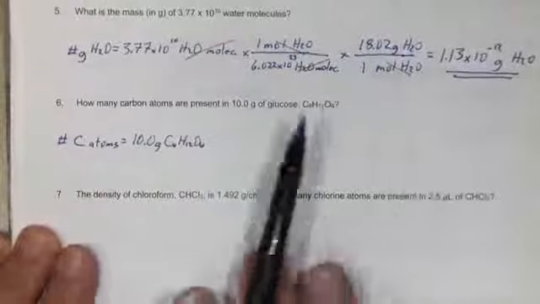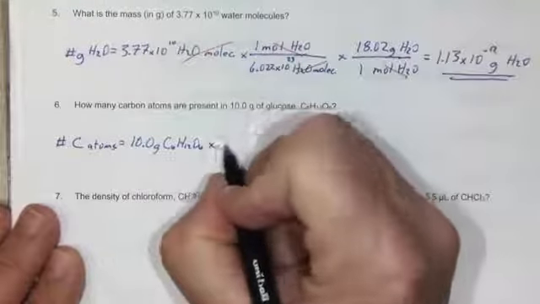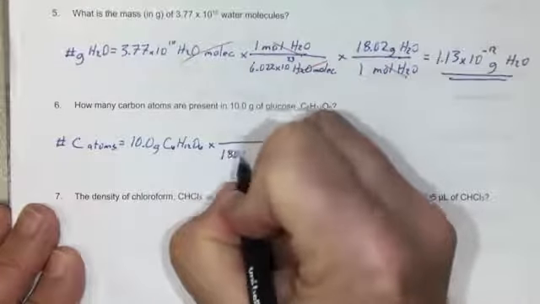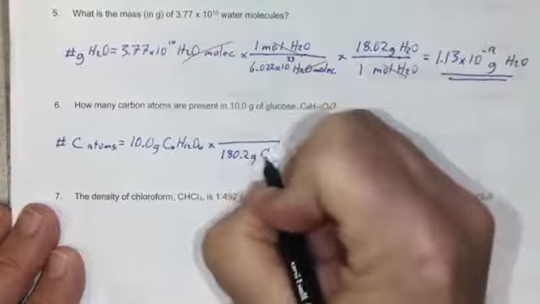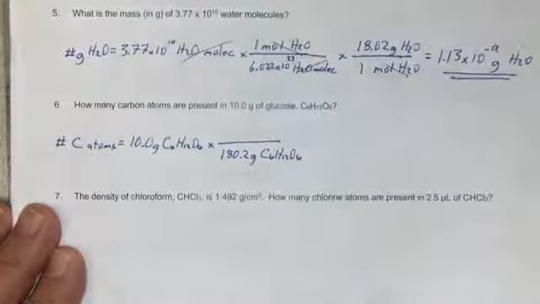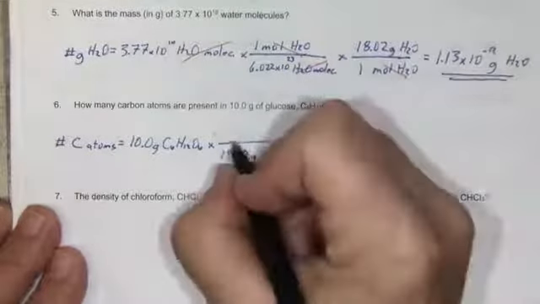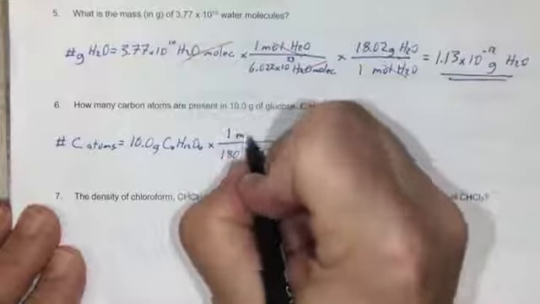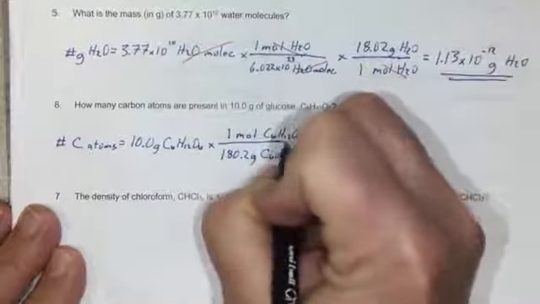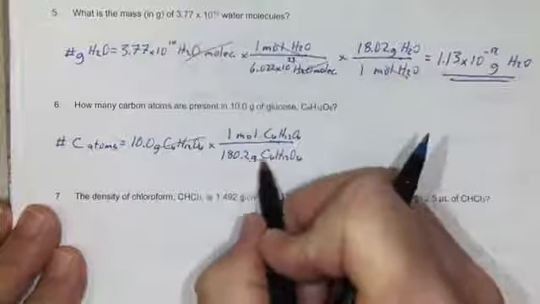Question number 6, I want to know the number of carbon atoms. I have 10 grams of glucose, so I'm going to go from grams to moles using the molar mass. So in the denominator, I have 180.2 grams of glucose, C6H12O6. Remember, we got this off the periodic table. We worked it out back on question number 3. That's equivalent to 1 mole of glucose, C6H12O6. Okay, so grams of glucose cancels, and we now have it in moles of glucose.